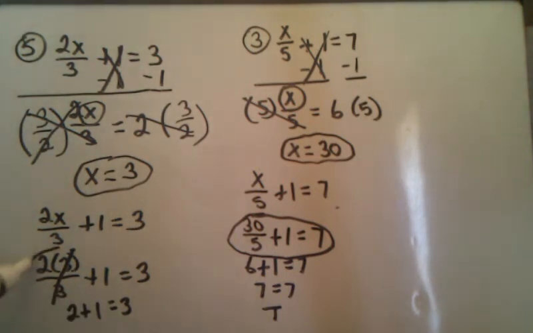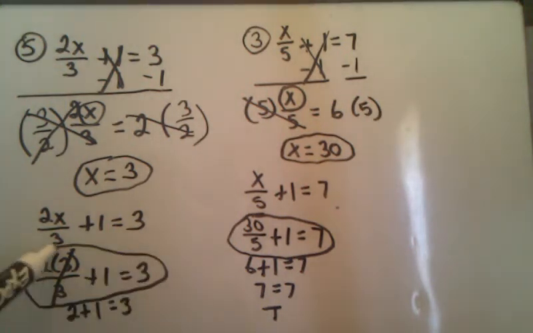But for your check, you should have written this down. I'll go ahead and rewrite that. Times 3 divided by 3. But this is what you should have got when you checked it. Okay?